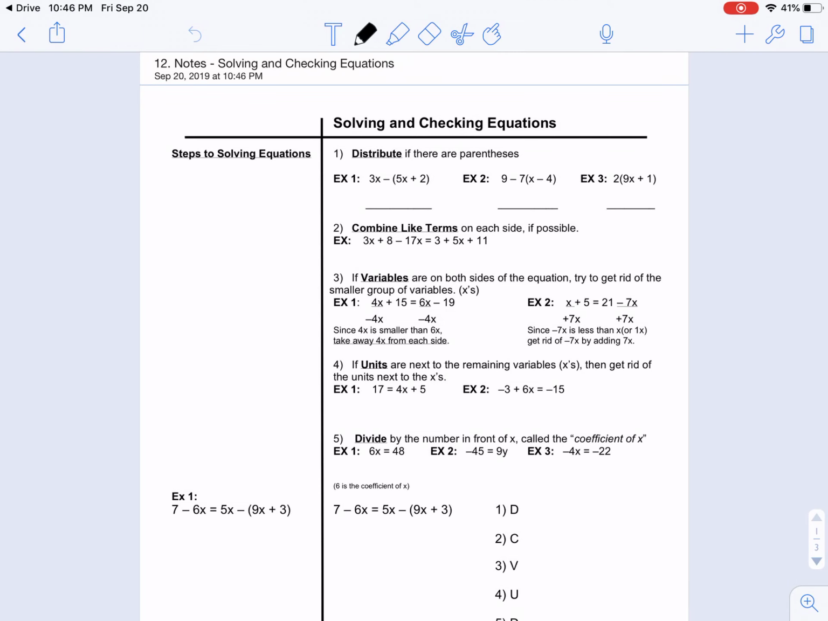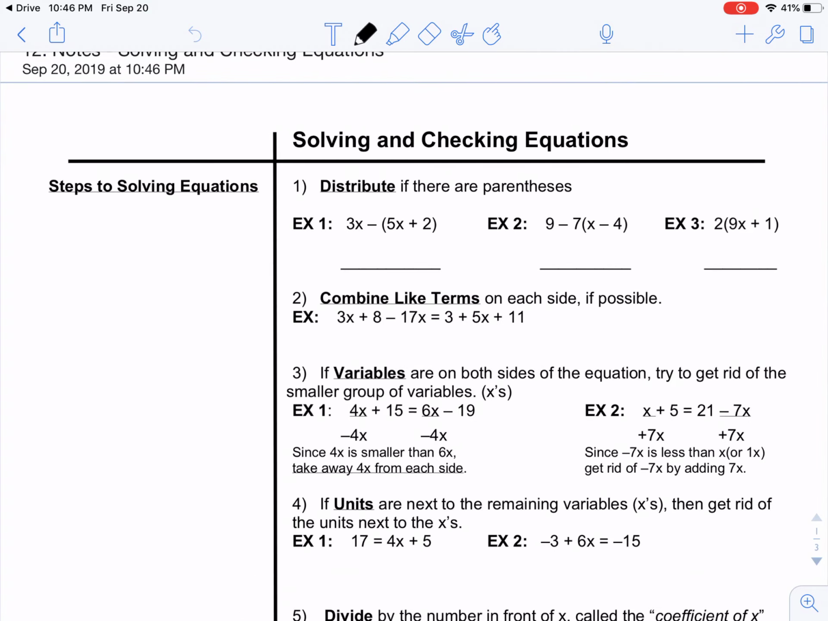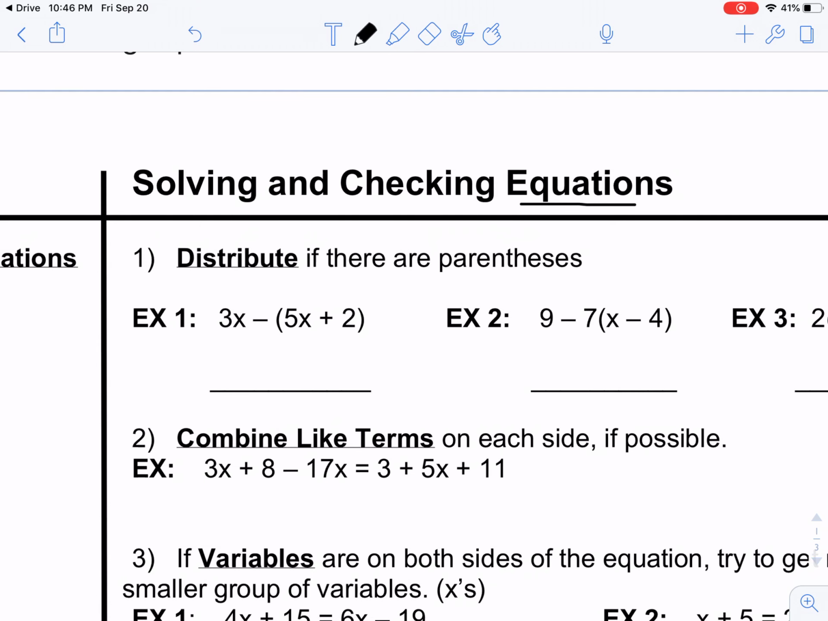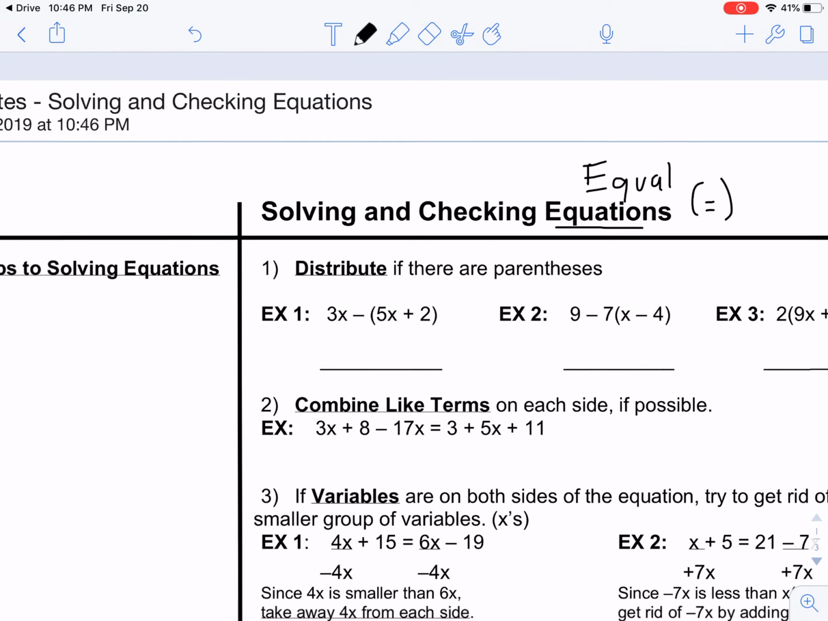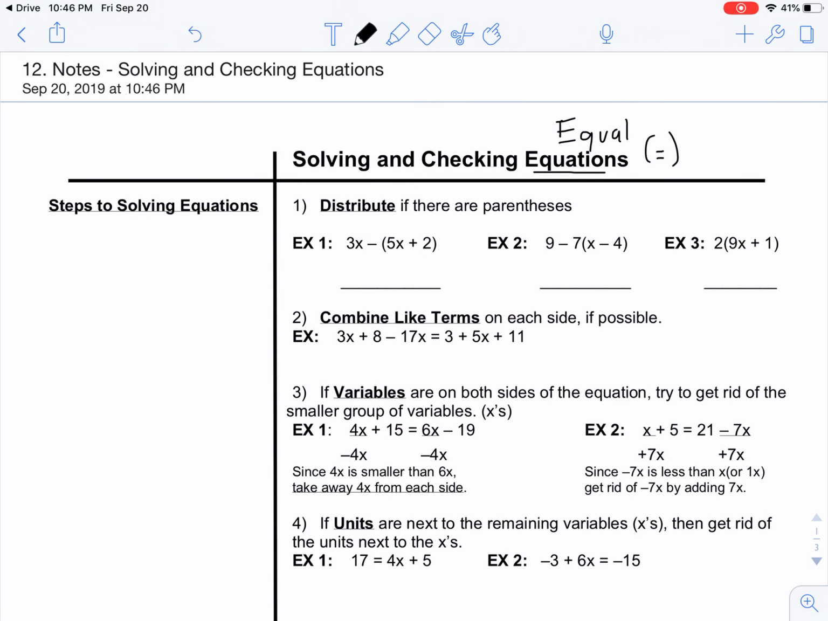Alright, here are our notes for solving and checking equations. The first thing I want to mention is the word equations. I want you to think what word is in the word equations. And I want you to notice the word equal is part of equations. So when we talk about solving and checking equations, we are talking about number sentences with an equal sign.